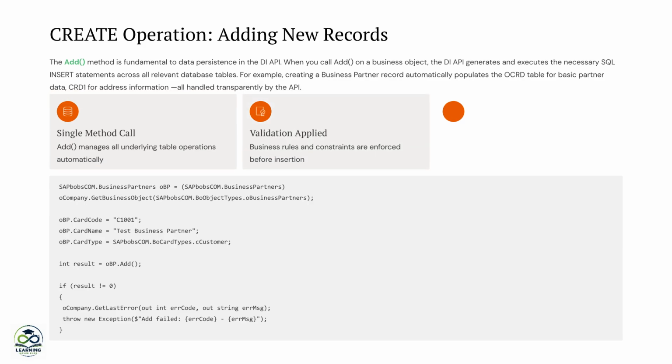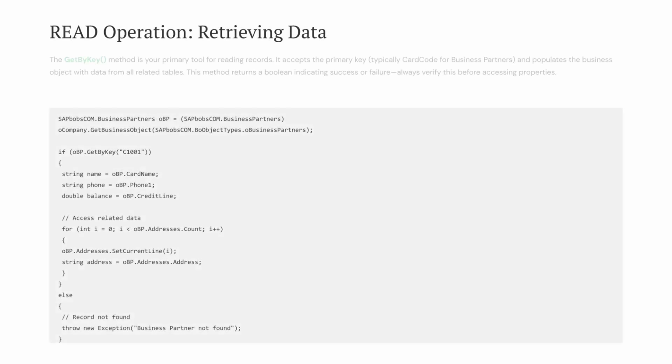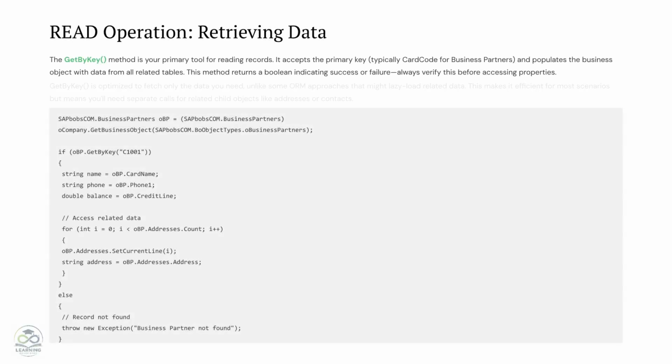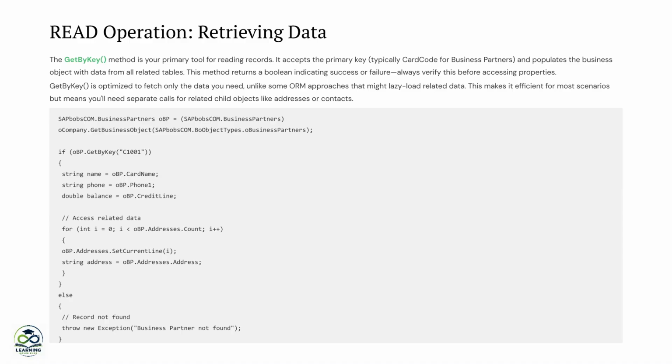The script demonstrates obtaining the object, setting properties, calling add, and handling potential errors. GetByKey retrieves data using the primary key, populating the object with data from all related tables. Always verify the Boolean return value. It is sufficient for fetching only the required data.